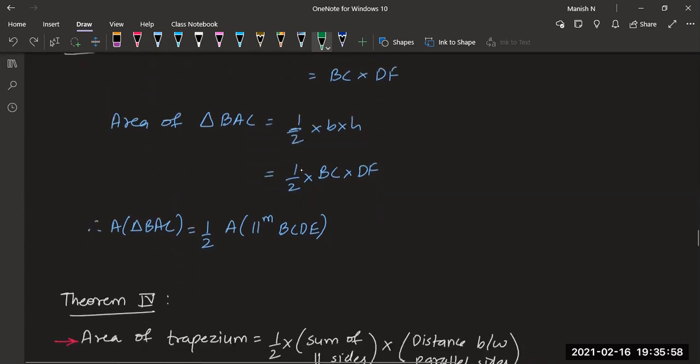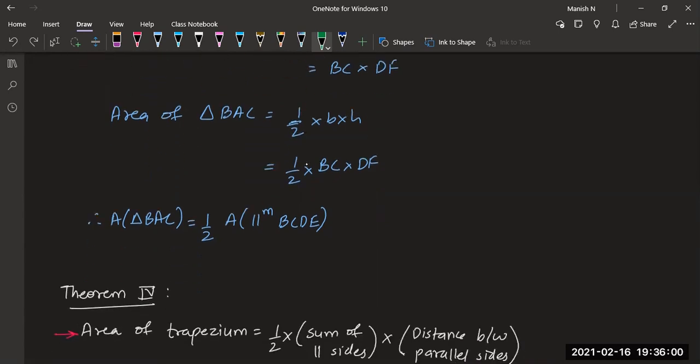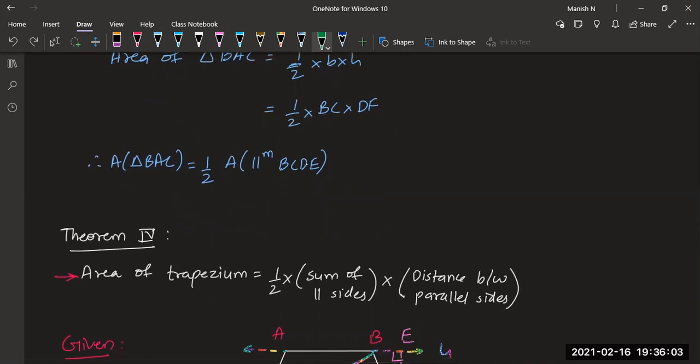Okay. Let's now come to next theorem, that is area of trapezium. So now we have to prove that area of trapezium, we all know this formula, we have learned this in our previous grade in mensuration chapter as well. Area of trapezium is equal to half into sum of parallel sides into height. Height is nothing but distance between parallel sides, right?